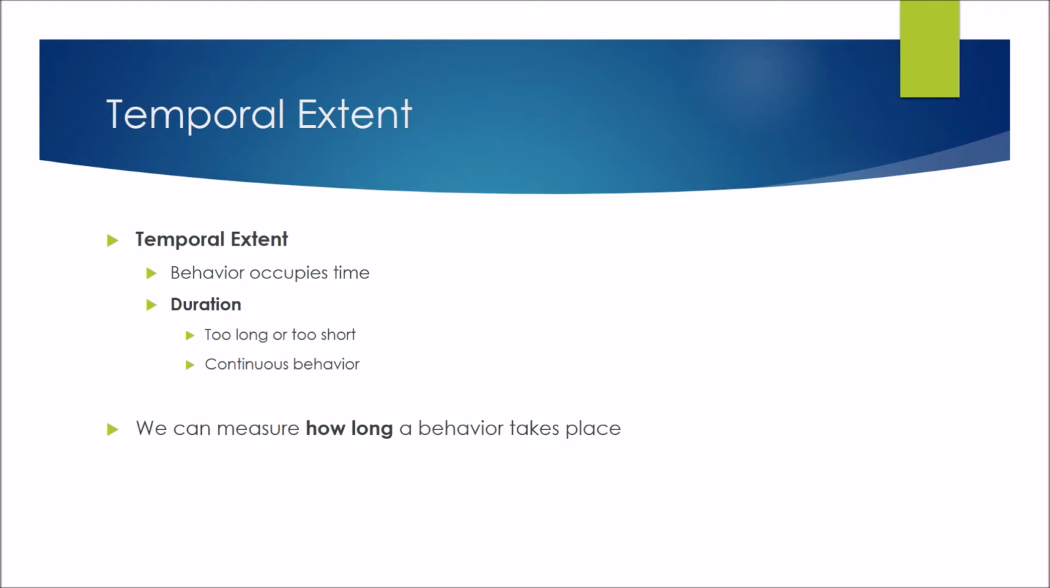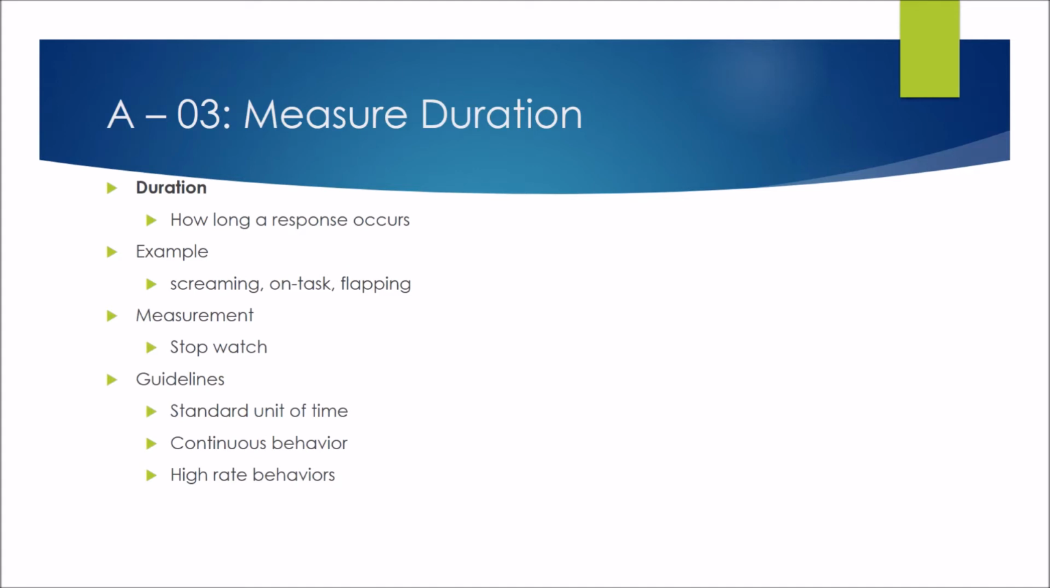Temporal extent is derived from the fact that every response occupies time. Duration is the dimensional quantity associated with temporal extent. We can measure how long a behavior takes place. Duration is the amount of time in which behavior occurs.